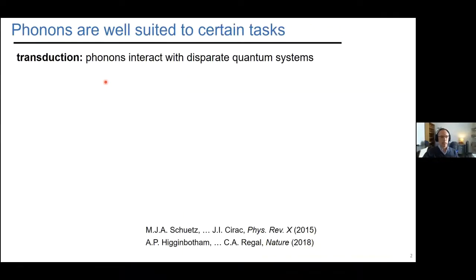So first, I'm going to say a little bit about why we're interested in sound, what's interesting about phonons. So for one, phonons interact with a really wide range of quantum systems, and this has made them attractive elements in transduction schemes. For example, the current state of the art in converting between microwave and optical photons is using a mutual coupling to a silicon nitride membrane, where the motion modulates 2 cavities and that lets you do conversion.